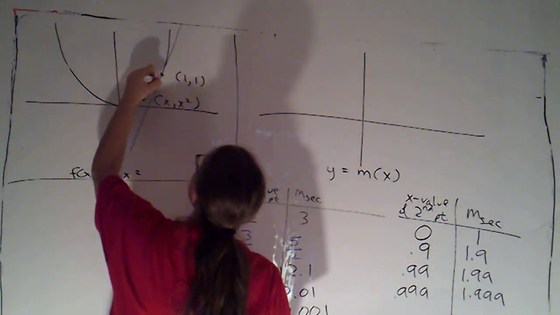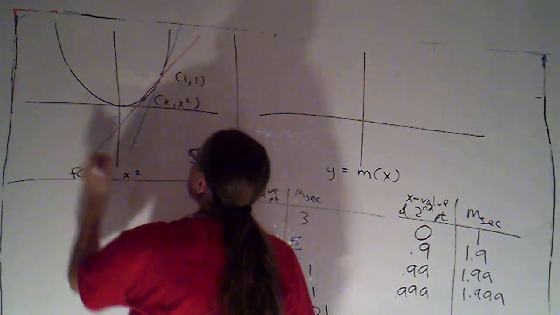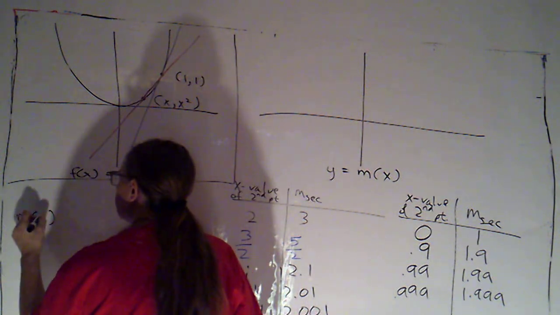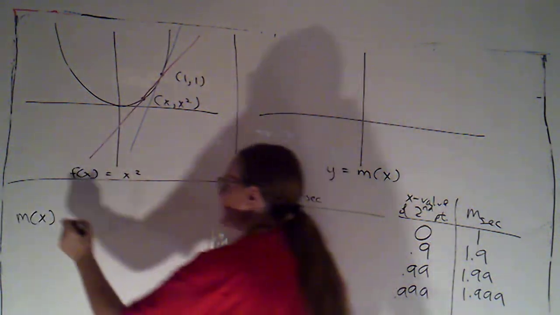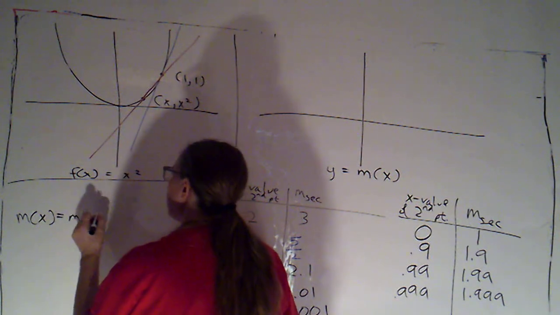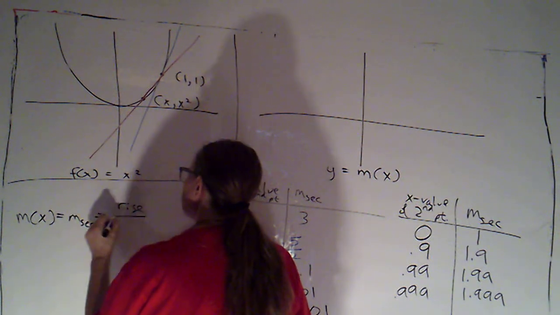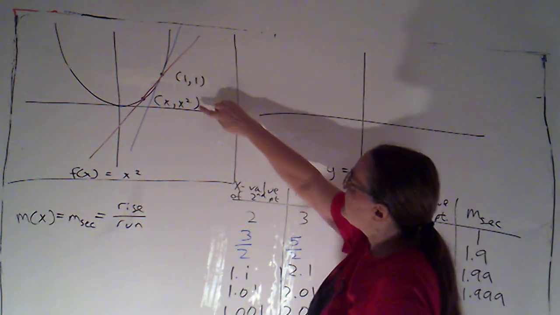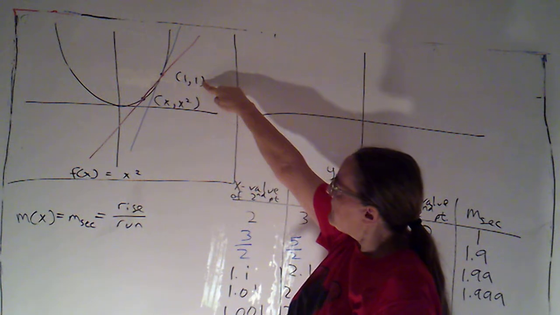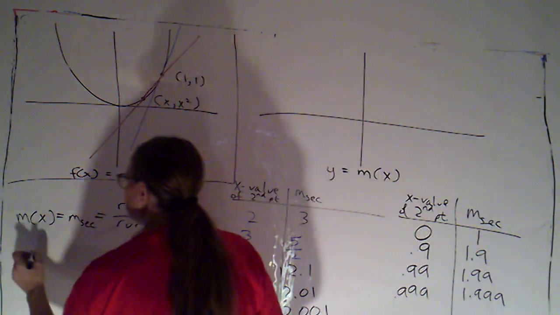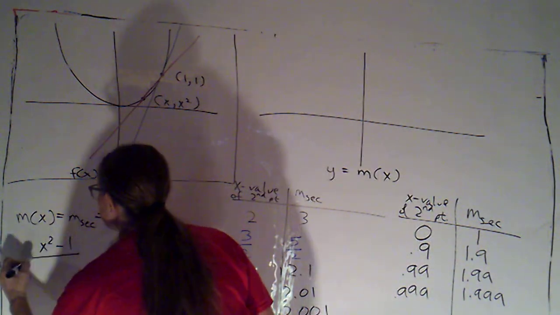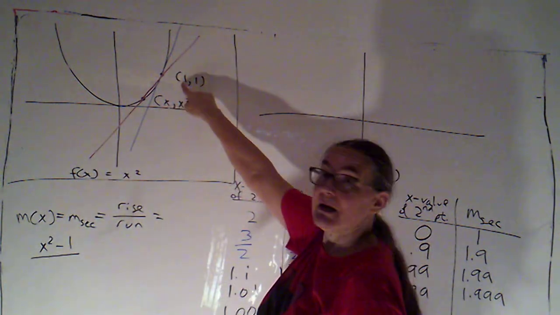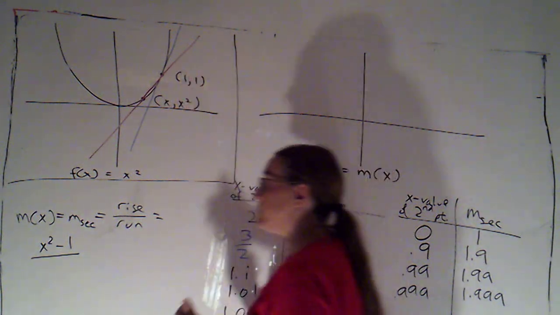And then I can draw in the secant line connecting those points. And if m of x, this new function that I'm trying to create, is the slope of the secant line, well, that's just rise over run. The rise would be the y value of this point minus the y value of that point. So that's going to be x squared minus 1. Over the run would be x, the x value of this point, minus 1, the x value of that point.